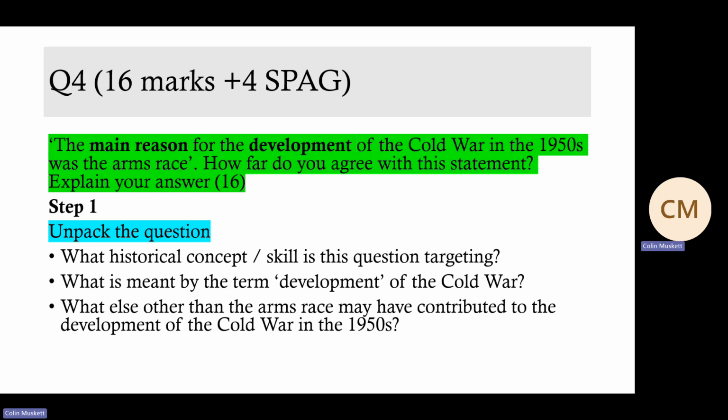Now, very quickly, I've asked you, what skill or concept is this question targeting? We've already agreed that the primary concept in this type of question is cause, because they're asking you, what's the reason why Cold War tensions increased? So we're really looking at causes and, to a degree, consequences as well. What happened as a result of this event? How did it escalate tensions?